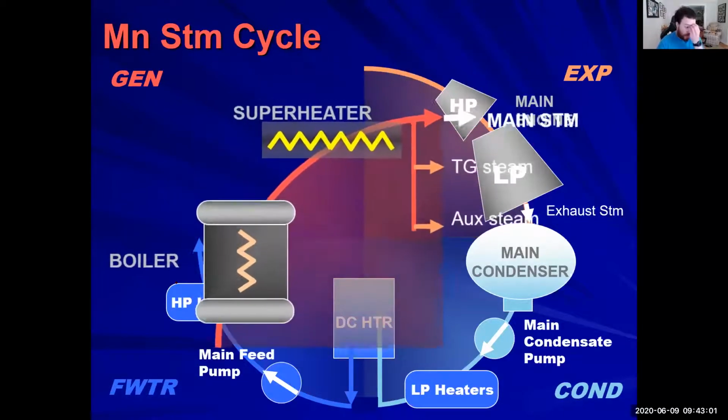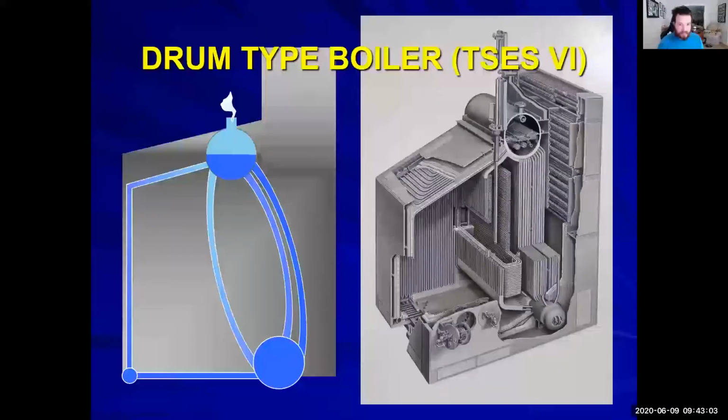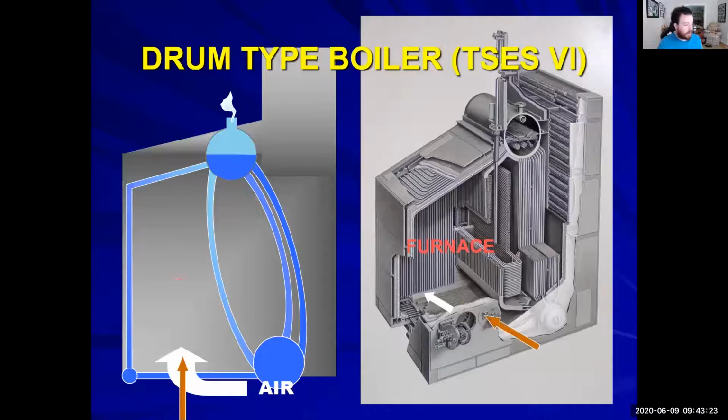Let's talk about the generation cycle first. So we have our drum type boiler. Like I've talked about before, these will go into depth come your freshman cruise. But the big thing that you should understand is where the air is coming in, where your fuel is located and enters. What are the main principles of where your feed water is being entered into the boiler? Where's the steam being generated?